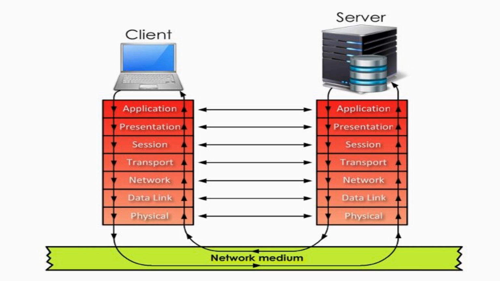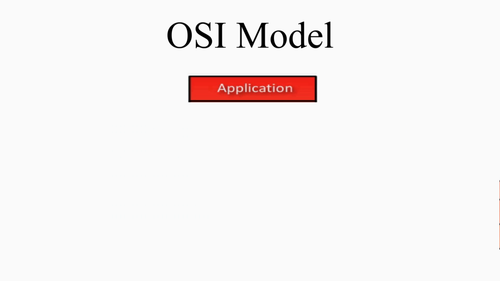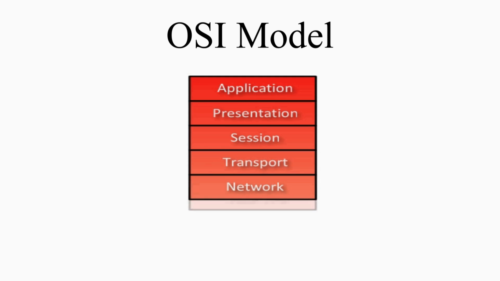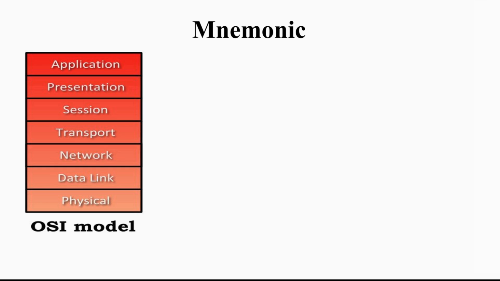The OSI model has 7 layers, starting from layer 7: application, presentation, session, transport, network, data link, and physical. Here are some tricks to help you remember these 7 layers. From layer 7 to layer 1, you can use this mnemonic.